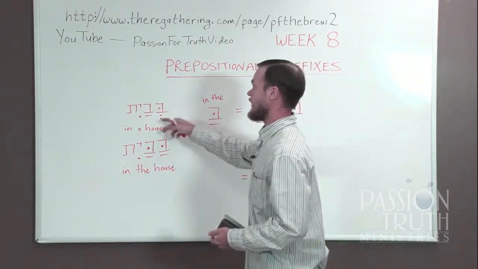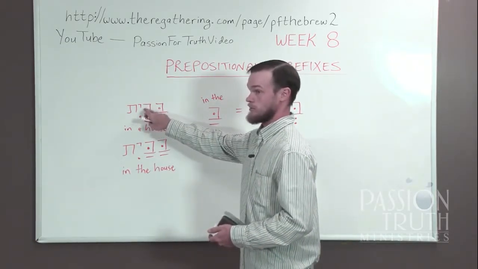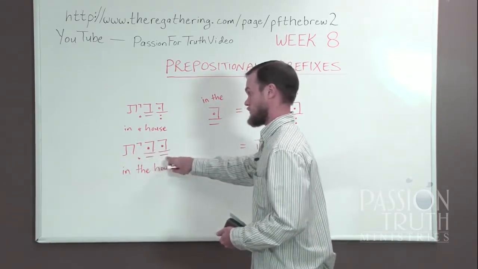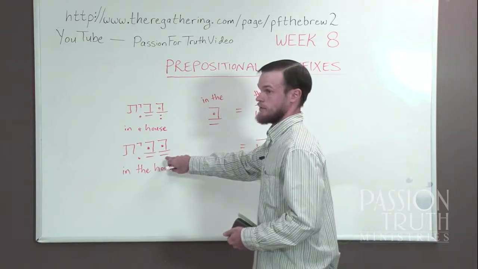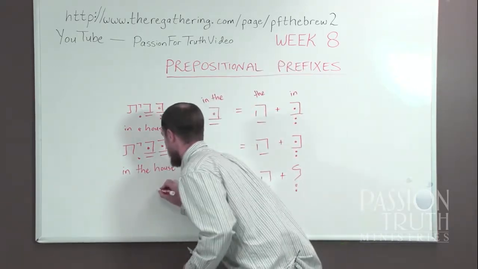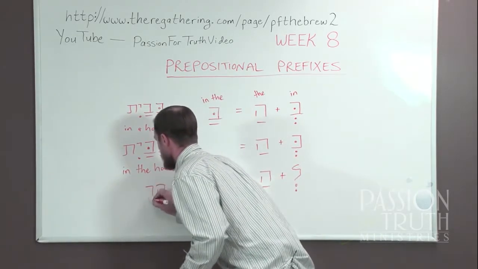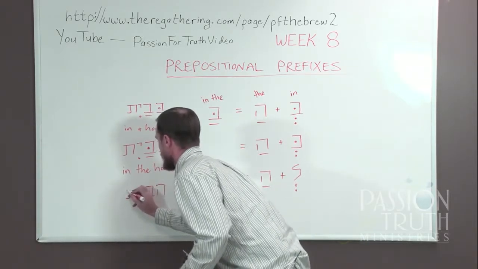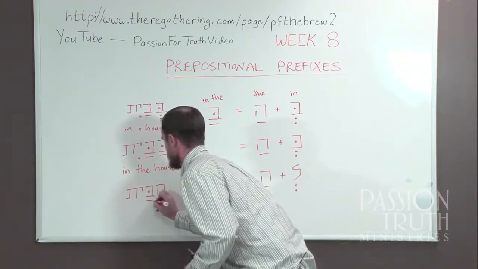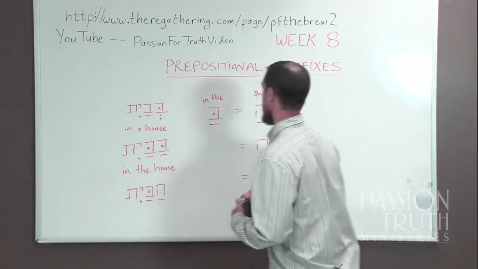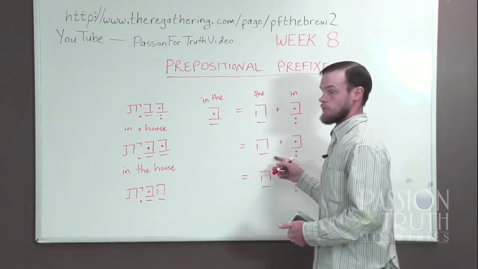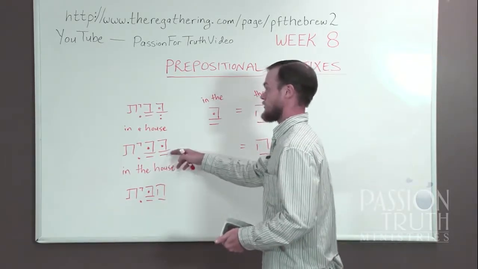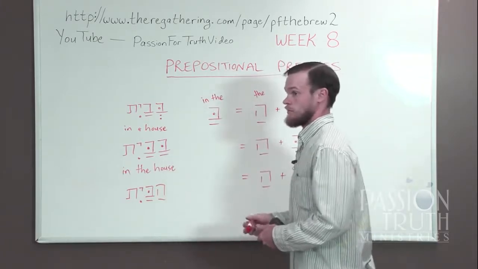So you'll see in a house, this first bet on bayit has lost its dagesh. But in the house, here it is because it follows the definite article. Because ha bayit on its own, just the house, would have a dagesh. So any rule that applies to a word that takes the definite article applies to that word when it takes the definite article combined as well.